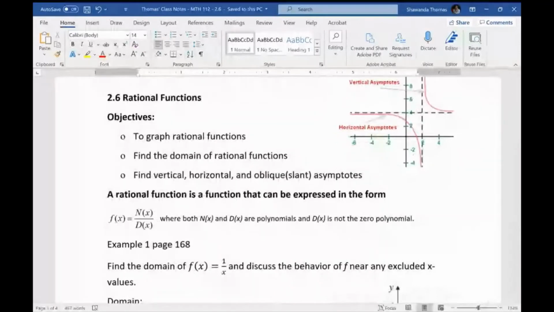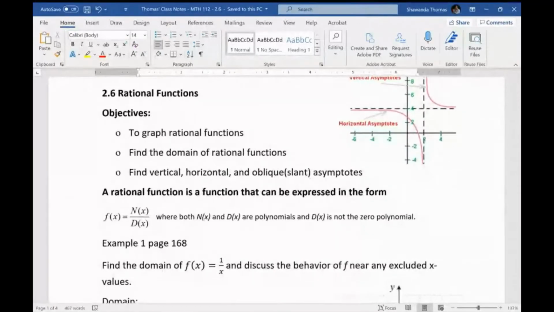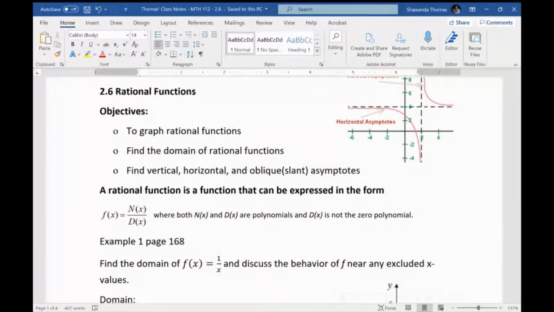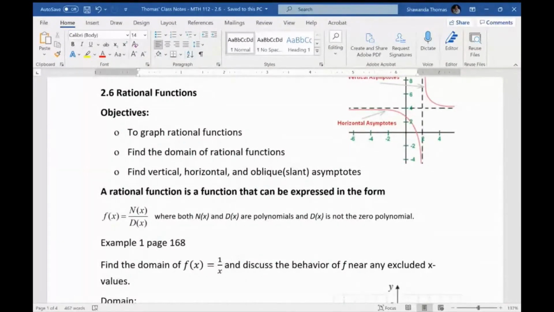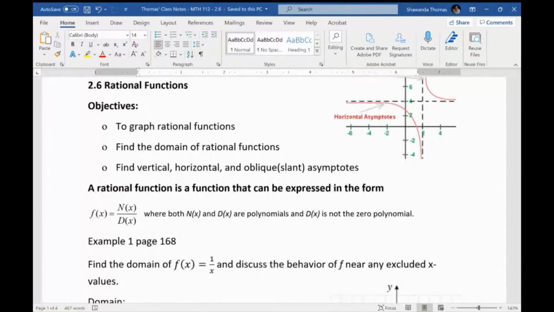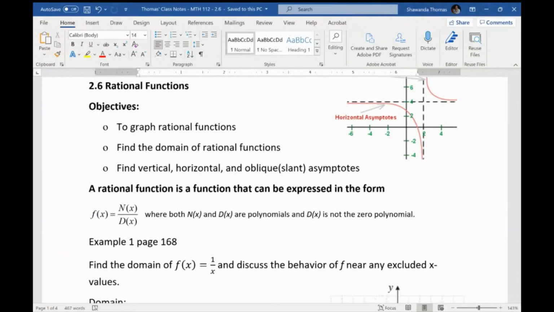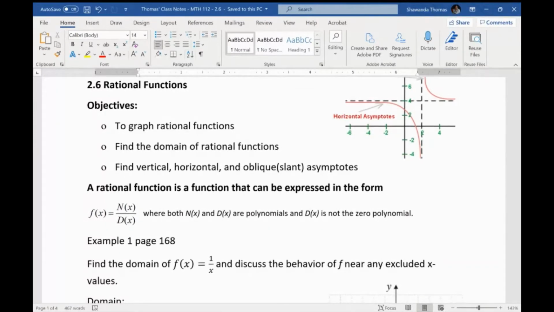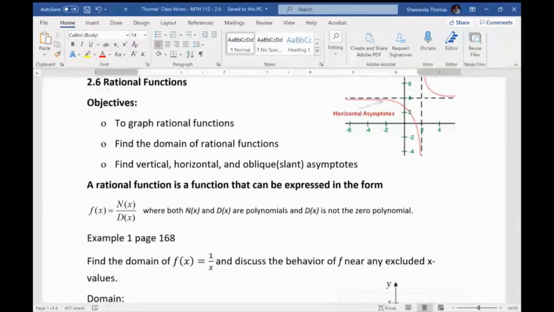We're going to graph rational functions and find the domain. Y'all are already familiar with graphing functions and finding the domain of functions. The new thing is you're figuring out how to find vertical, horizontal, and oblique, or slant, asymptotes. So I'm going to show you how to do that.